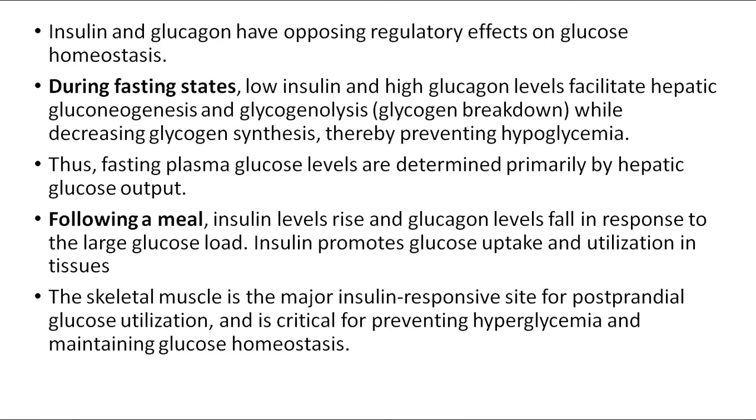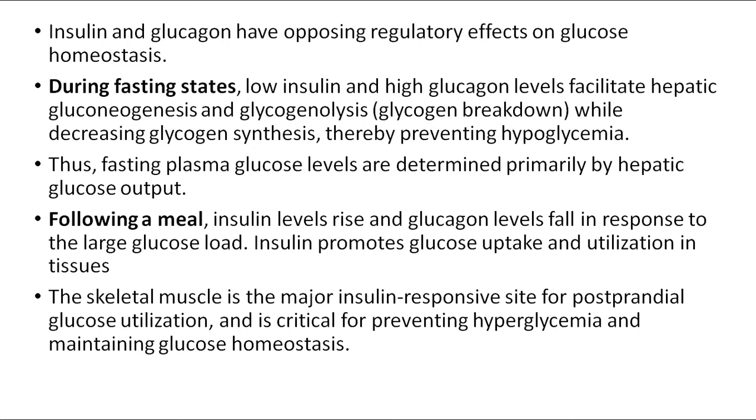Insulin and glucagon have opposing regulatory effects on glucose homeostasis. So here we try to understand what happens in the fasting state. Low insulin and high glucagon levels facilitate hepatic gluconeogenesis. So glucose is more and more synthesized in the liver, and glycogenolysis.